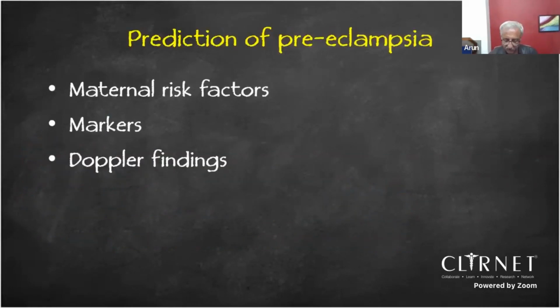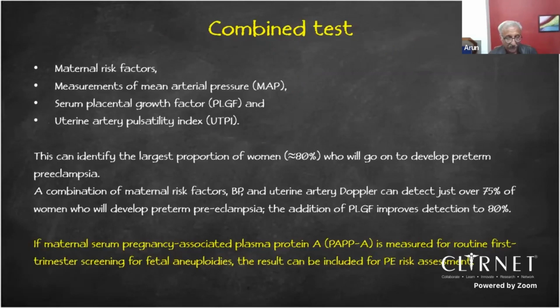So prediction of preeclampsia can be from maternal factors, which I told you, the gestosis score. Then there can be markers and there can be Doppler findings. Combined factors: maternal risk factors, measurement of MAP, mean arterial pressure, serum placental growth factor or PlGF, and uterine artery pulsatility index, or we call it PI. Now, the combination of maternal risk factors, blood pressure, and uterine Doppler can detect just over 75% of women who will develop preterm preeclampsia. Addition of placental growth factor improves detection to 80%.